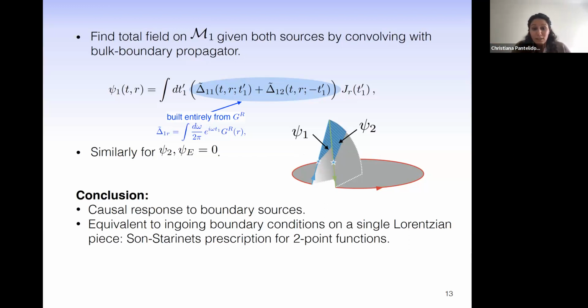And in fact, this is precisely the Skenderis prescription. So instead of doing all the calculation that I just described on these three segments, you can just focus on one Lorentzian segment and impose ingoing boundary conditions at the horizon. This is precisely the Skenderis prescription for 2-point functions. Remember psi1 is at order epsilon, so it controls the 2-point function. So this is the first boundary value problem that we had to solve.